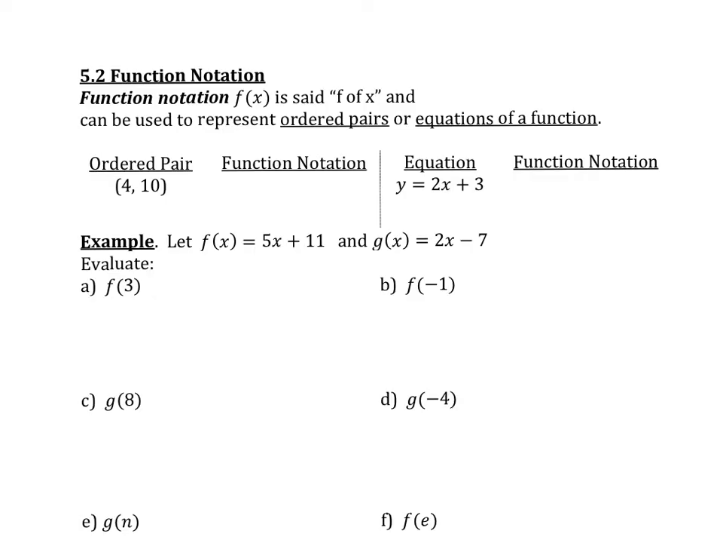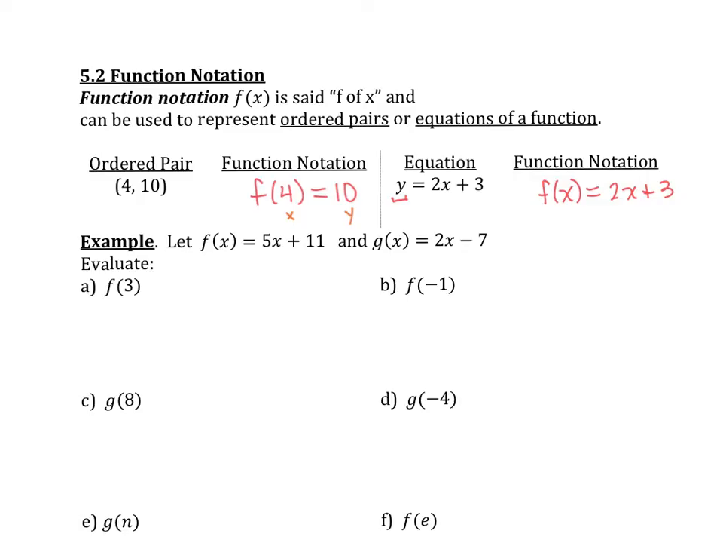Function notation can be used to represent ordered pairs, or it can be used to represent equations of a function, and I'll put an example of each. So for the ordered pair (4, 10), in function notation, I say f of 4 equals 10. Looking at this, this is the x, this is the y, and the f represents the function you're plugging it into. If I'm doing an equation of a function, y equals 2x plus 3, where the y is, I change that to f of x to use function notation. So instead of y equals 2x plus 3, I would say f of x equals 2x plus 3. So the function notation represents the y, but you can specify the rule.